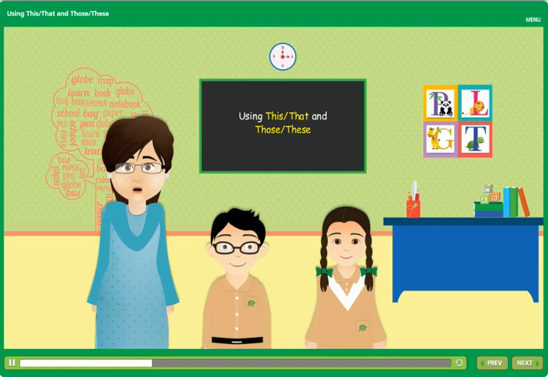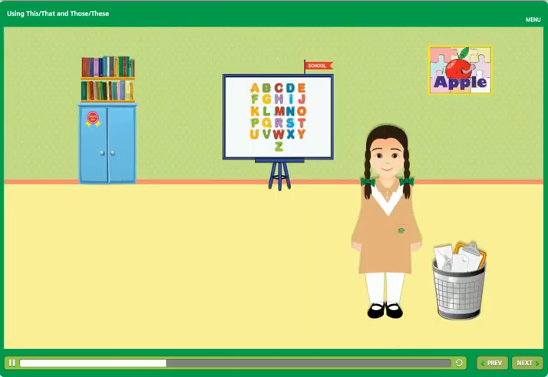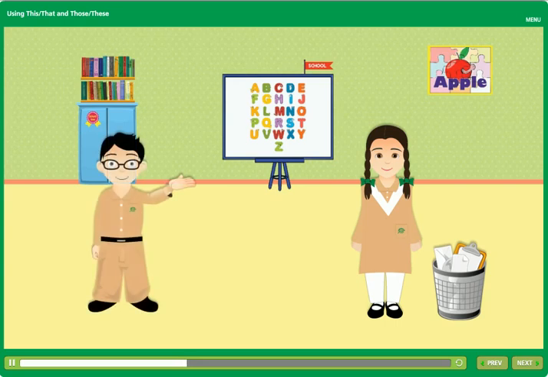Amal, can you stand right next to the dustbin? Now if Amal has to tell me about the dustbin, what will she say? This is a dustbin. Zain, stand away from the dustbin. What will you say? That is a dustbin.